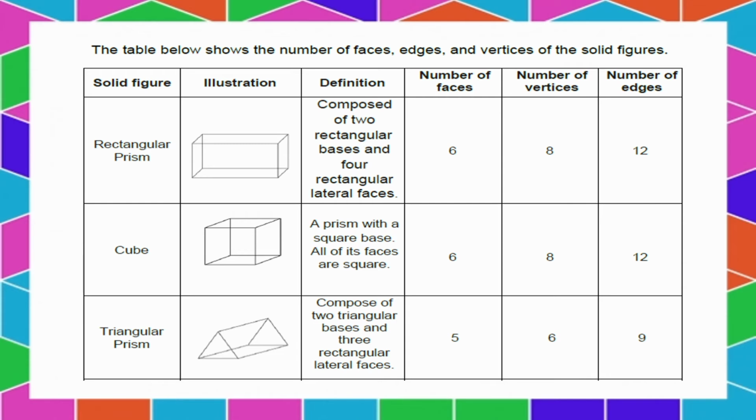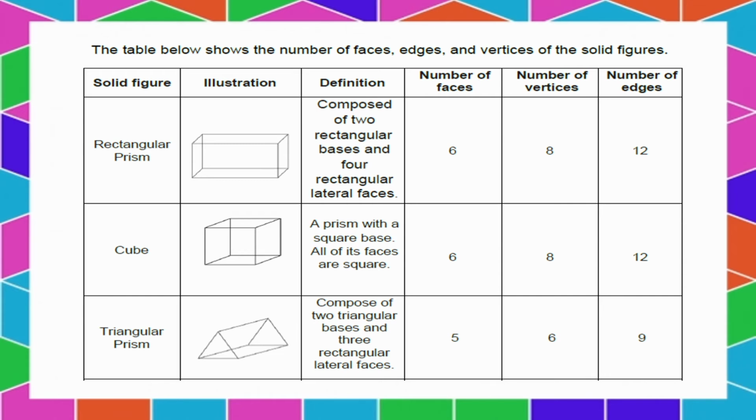Next, we have here a cube. Take a look at the illustration. When we say cube, it is a prism with a square base and all of the faces are square. Number of faces, 6. Number of vertices, 8. Number of edges, 12. So that is for cube.